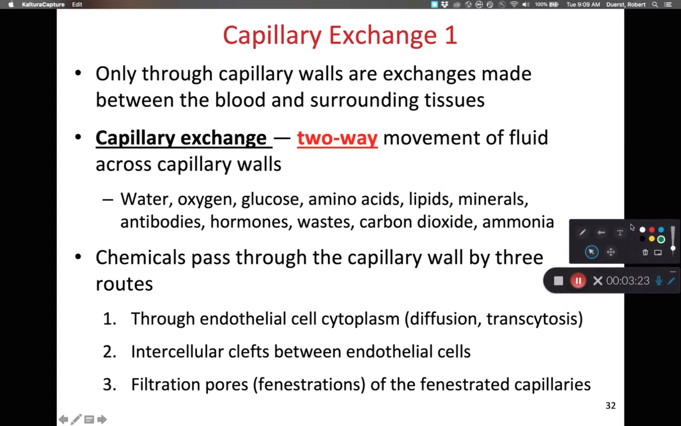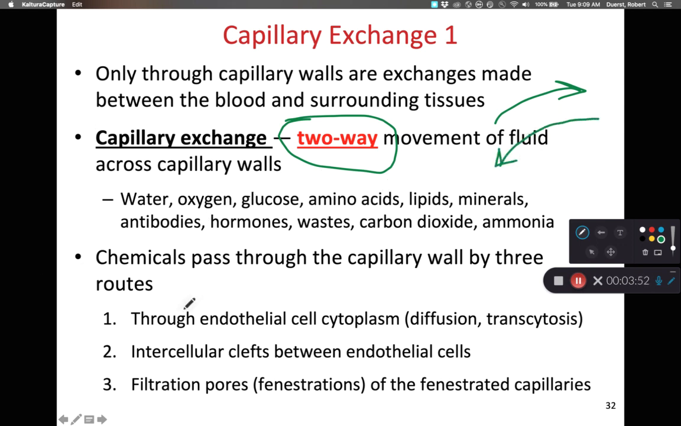Now, as we look at the walls of our capillaries, the walls of our capillary also aid with exchange in our bodies. They're uniquely designed to maximize the rate of exchange. We have a simple squamous epithelium to the tunica intima of the capillaries. And this exchange is two-way movement of fluids. We deliver needed nutrients and we remove unwanted waste products.